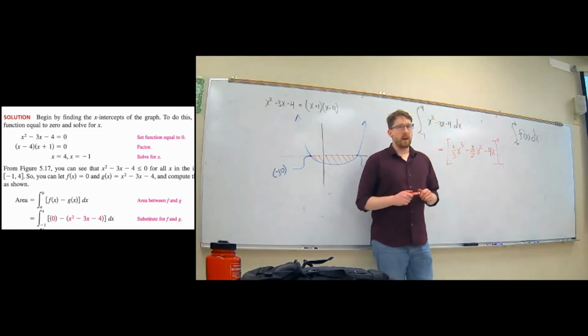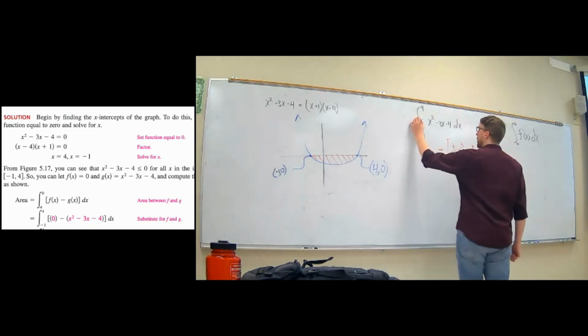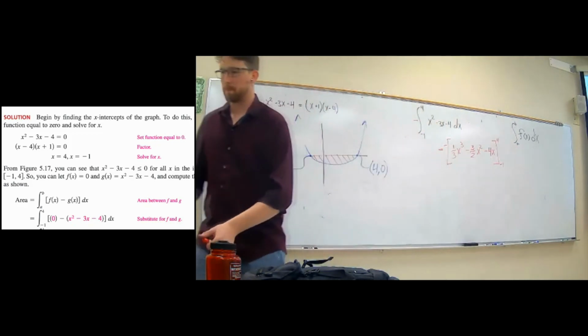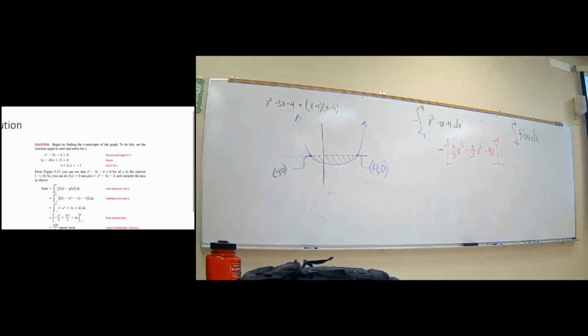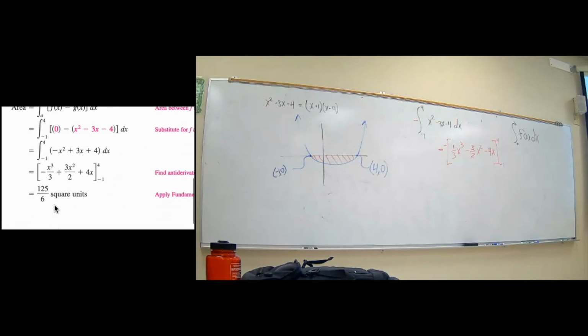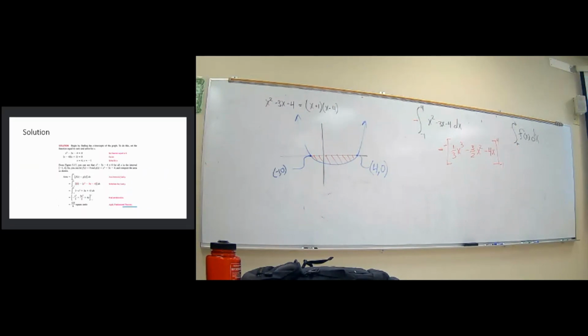Does that make sense to everyone? People at home, does that make sense? Yeah. Cool. So once you do the arithmetic, you're going to get 125 over 6 square units. That's the entire area in between the x-axis and our function.